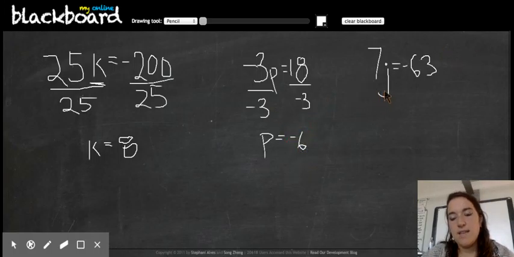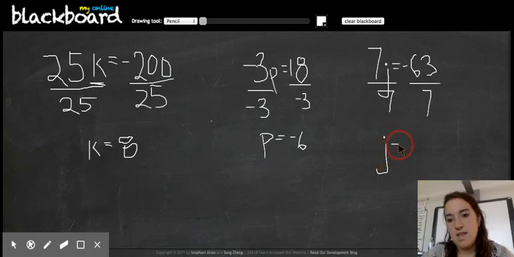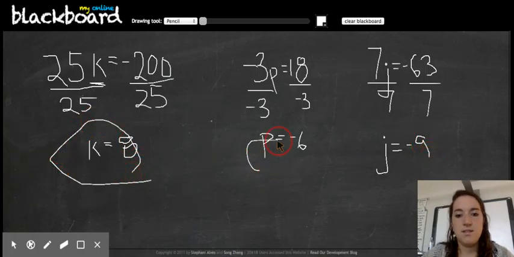Last one, we have 7j equals negative 63. What's our variable? Our variable is j, and what operation are we doing? Multiplication. So I can divide to get j by itself. I end up with j equals negative 9. And so those are your 3 answers for the first 3 questions.